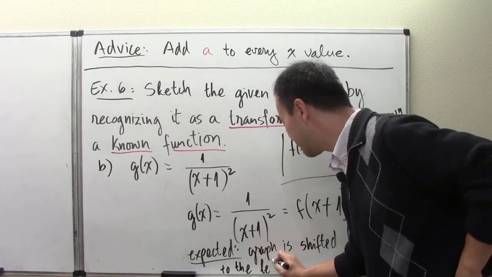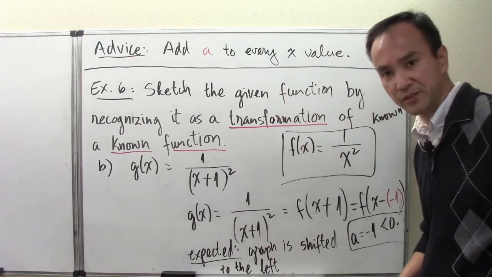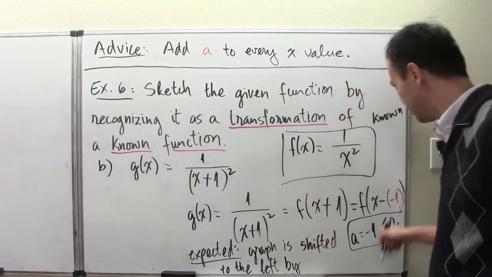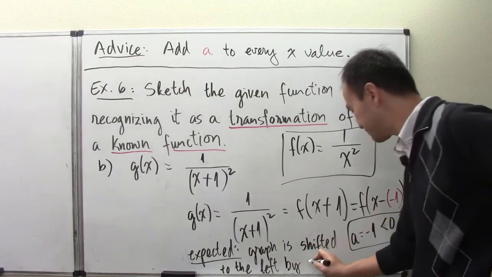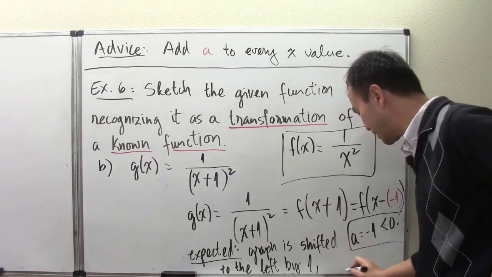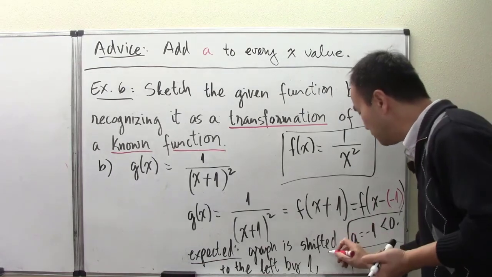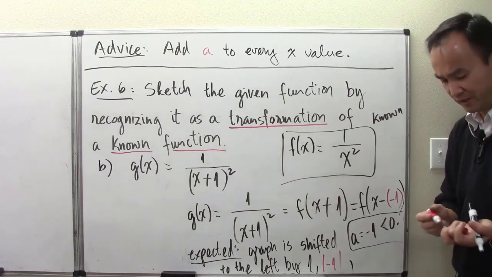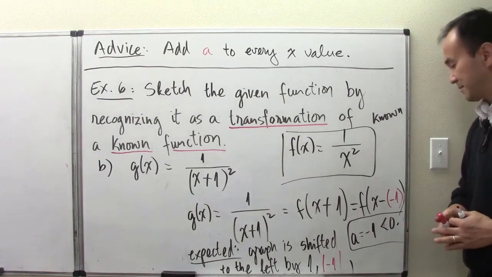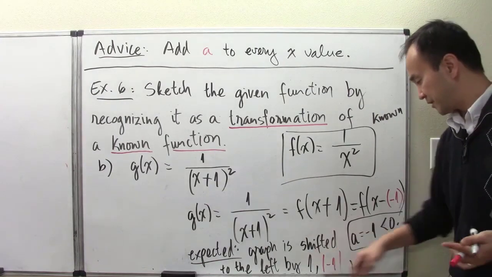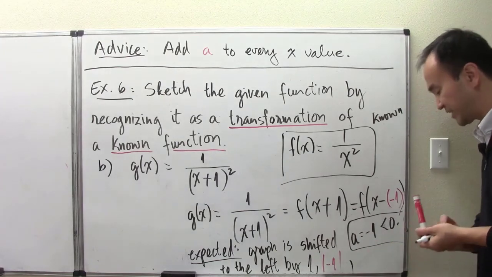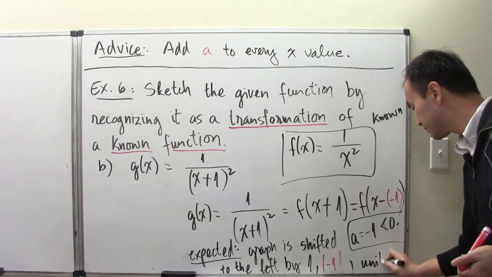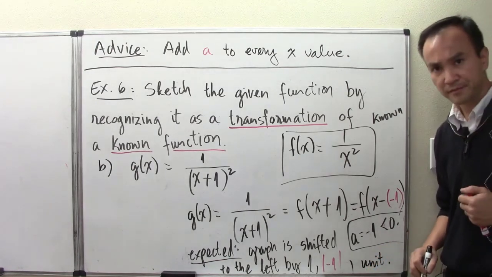I apologize for such a narrow board space right there. Shifted to the left by how far? By 1 unit, or you can think of the 1 as the absolute value of negative 1. That's where ultimately it came from. So by 1 unit, and by units I mean the square grids on our graph right here. That's an expectation.